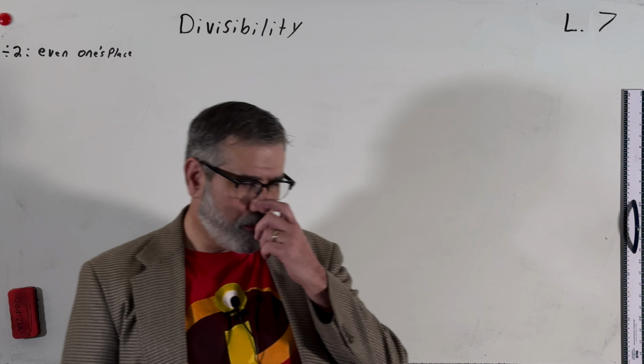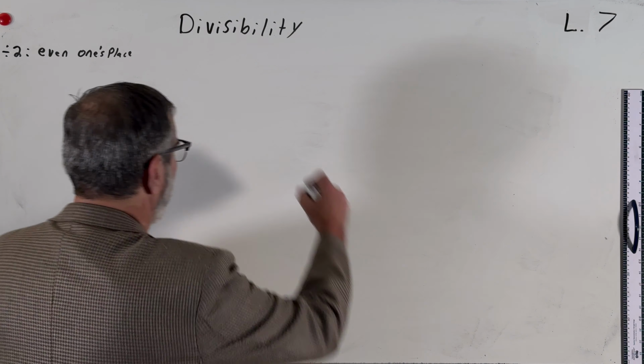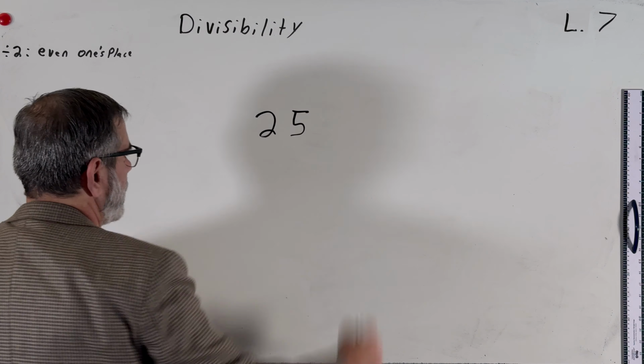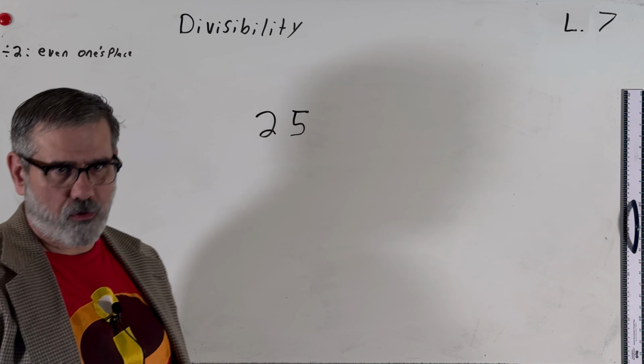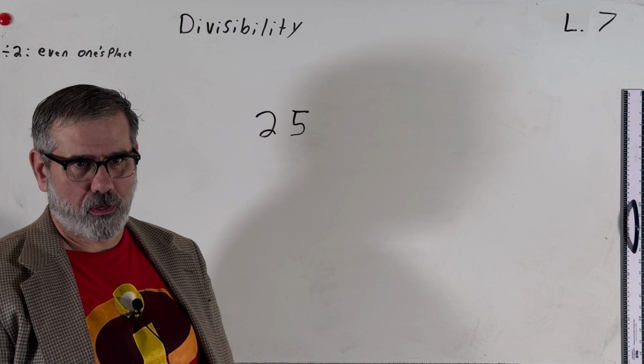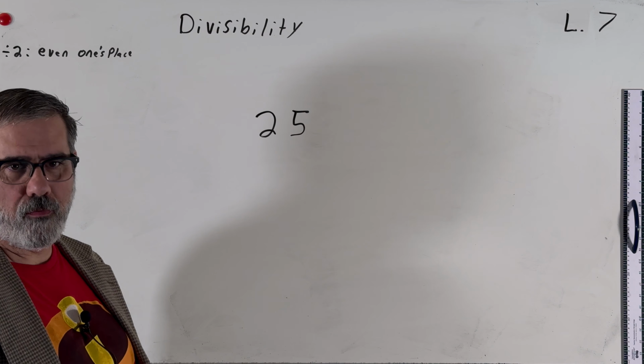Like pick a number in the 20s. Give me a number. 25. 25. So we write down 25. Yes? The ones place, what's in the ones place of 25? That's a 5. Is 5 a 0, a 2, a 4, a 6, or an 8? Okay. No, it's not. And so that means this number must not be divisible by 2.